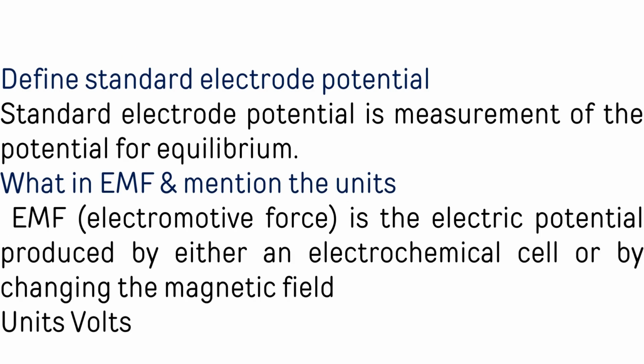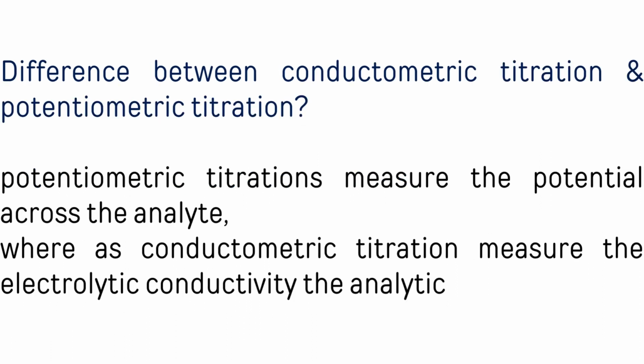Define standard electrode potential. Standard electrode potential is the measure of the potential for equilibrium. What is EMF? Mention its units. EMF is the electric potential produced by either an electrochemical cell or by a changing magnetic field. Units are volts. Difference between conductometric titration and potentiometric titration.